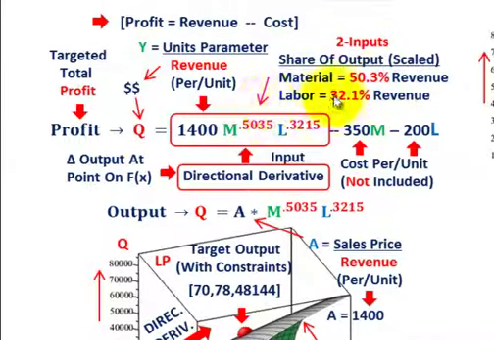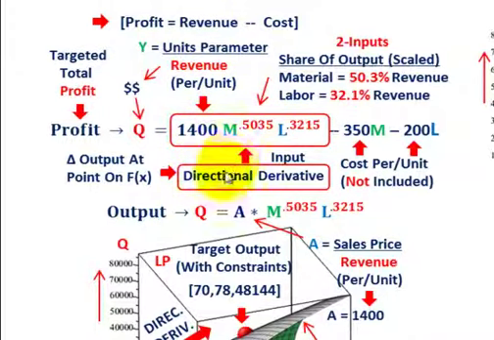Material is going to represent approximately 0.5035, the exponent amount. That's about 50.3% of the revenue. And our labor is going to be raised to 0.3215, and that represents about 32% of the revenue. And then we'd also have the cost on a per unit basis for material and labor, but we're not going to include it in our analysis. All we're going to be looking at is the revenue portion of our production function.